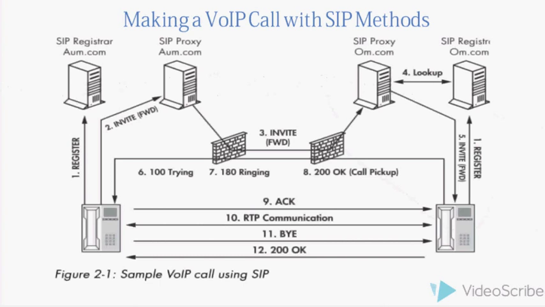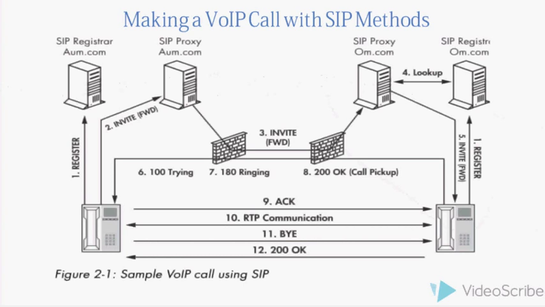So the proxy server in Sonia's network performs a DNS lookup for om.com. After the lookup is complete and om.com is located, Sonia's proxy server sends the invite request to the proxy server in Kazum's network.